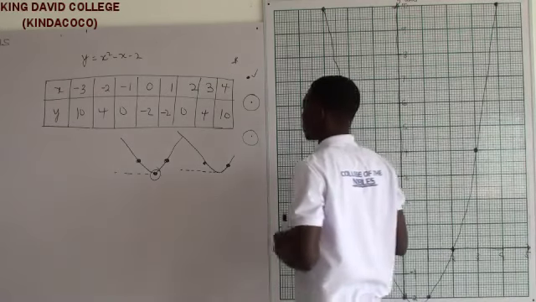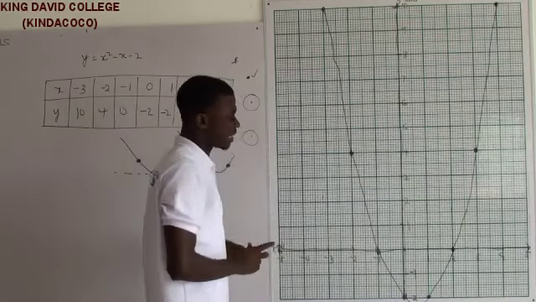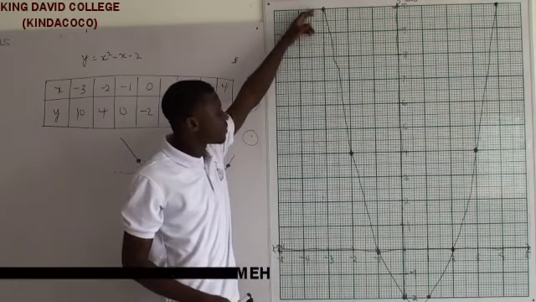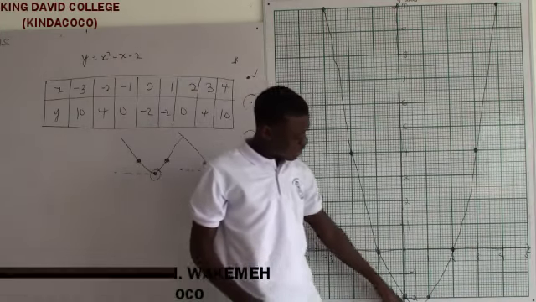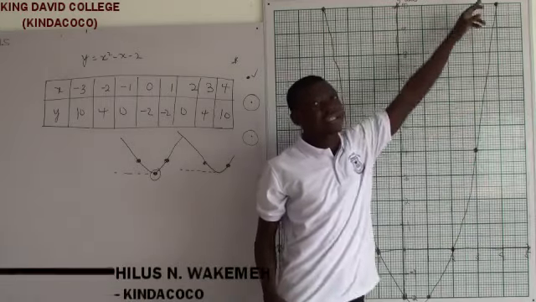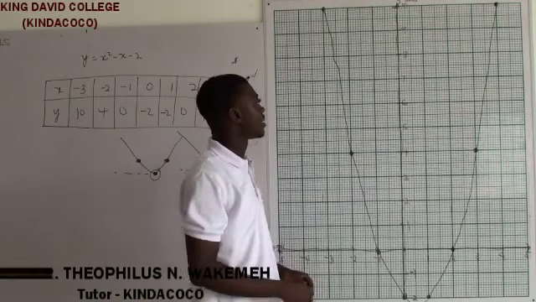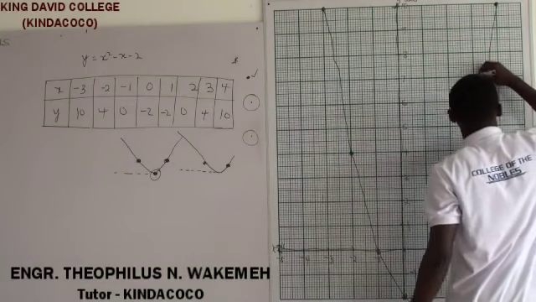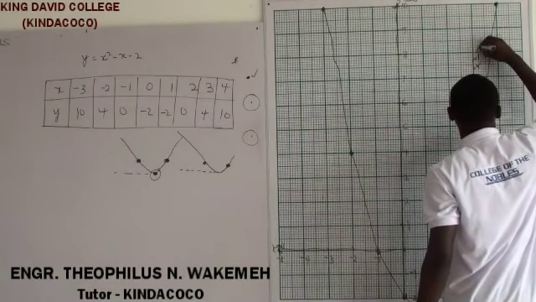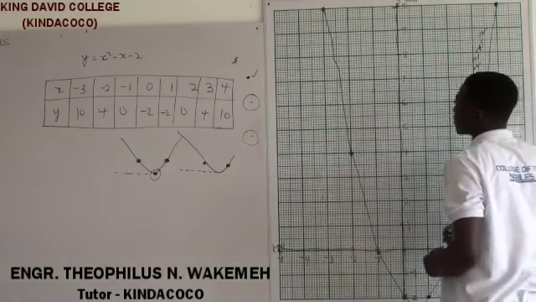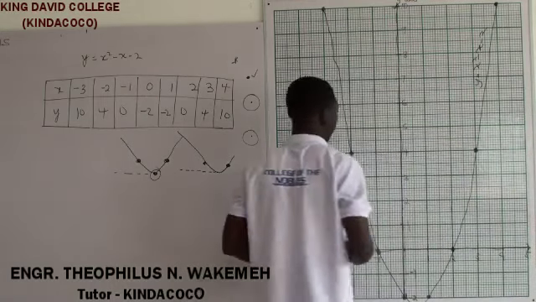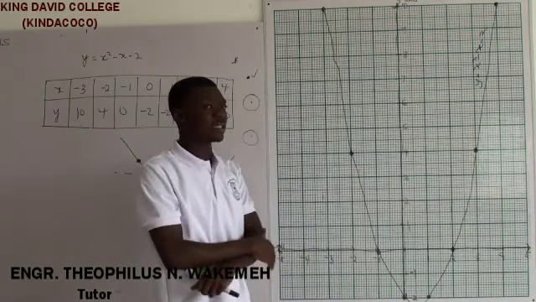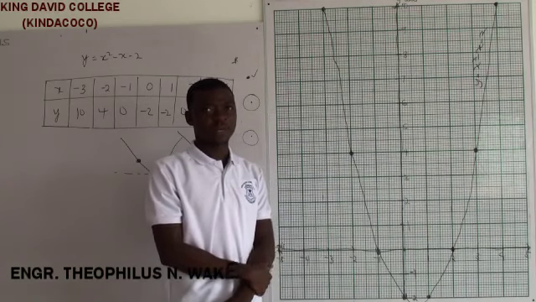Very well. So you have your curve neatly done, starting from here through to this and then rising to the highest, right? Then you have to label your curve as well: y is equal to x squared minus x minus 2. And everybody knows that this is the curve you are working with.